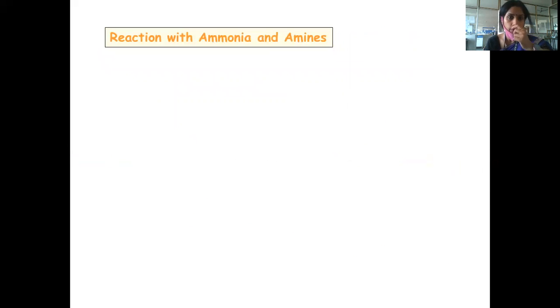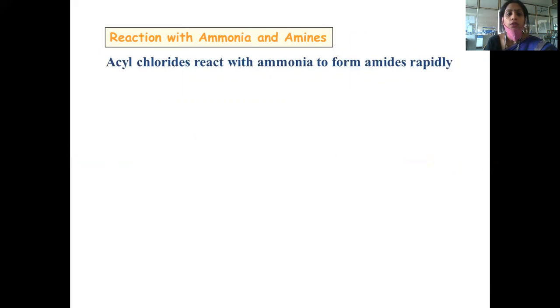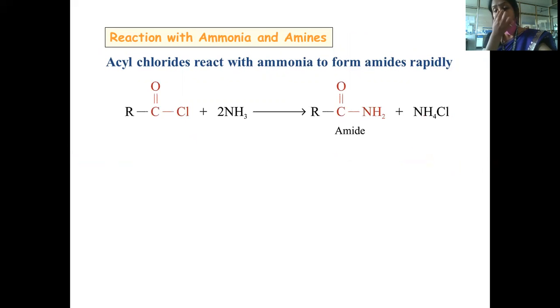Then we see the reaction with ammonia and amines. They react with ammonia to form amides. So there are 2 moles of ammonia reacting, and one of them is expelled in the form of the ammonium chloride salt, NH4Cl, and the other one gets incorporated in the molecule and forms RCONH2, that is amide.